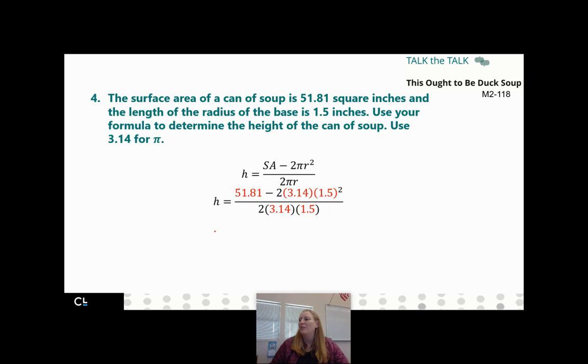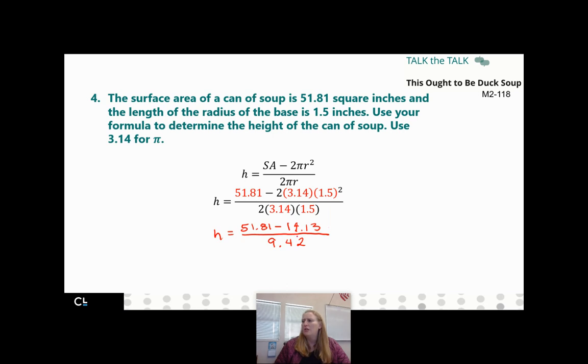So here's what I got. I still have 51.81 at the top, minus, I squared this and then multiplied, and I got 14.13. Let's clean up the bottom as well, though, since we're here. 2 times 3.14 times 1.5. And I got 9.42.